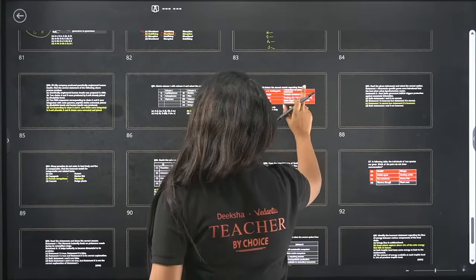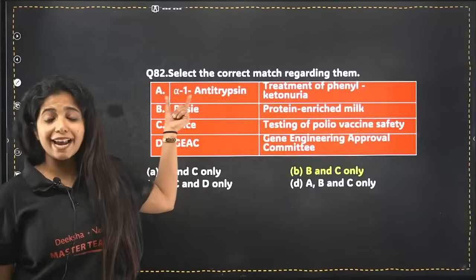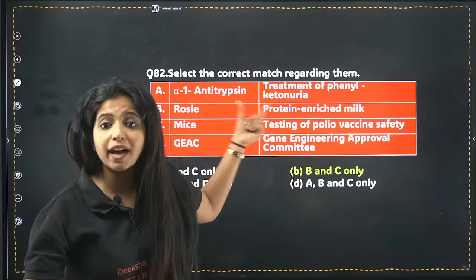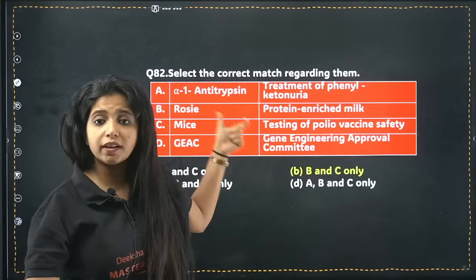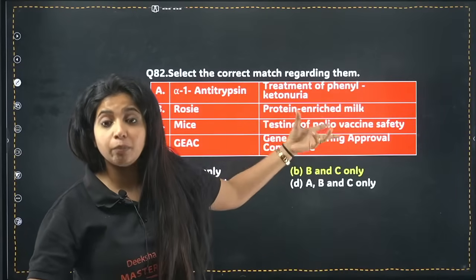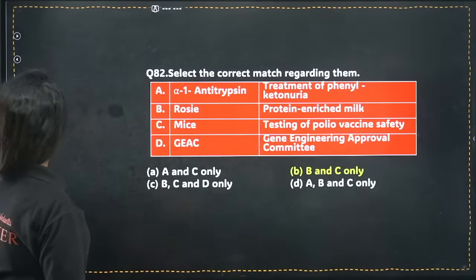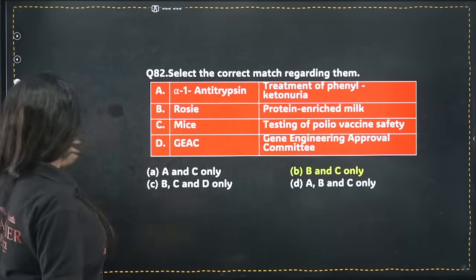Okay. One more thing. Over here, alpha-1 antitrypsin is for treating emphysema, a respiratory disorder. Rosie the cow has which milk? Alpha-lactalbumin, the human milk. The human protein which is there, alpha-lactalbumin, in Rosie the cow.